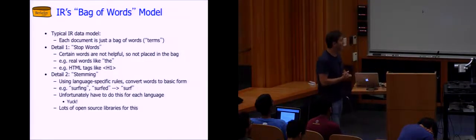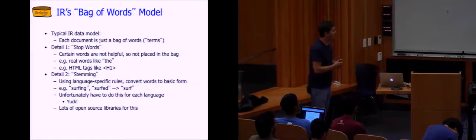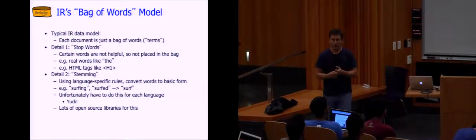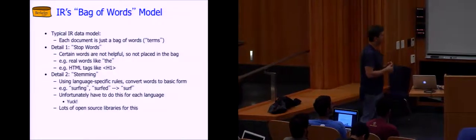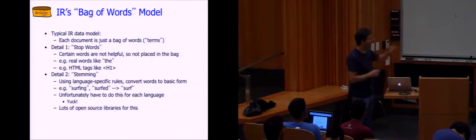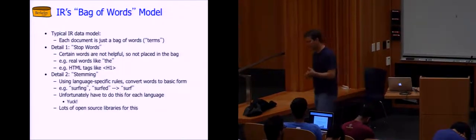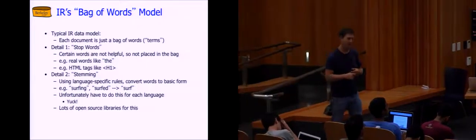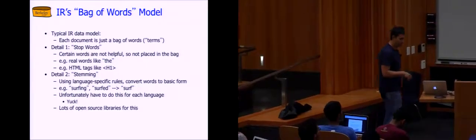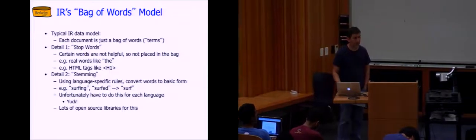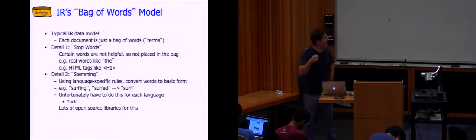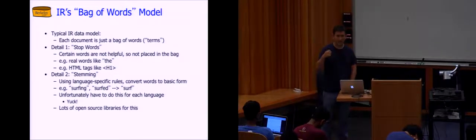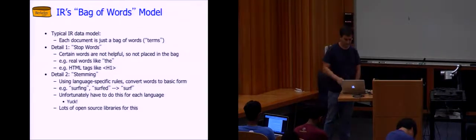I can imagine how you do it in some other languages I speak, but it's not like every language has suffixes for conjugation. So this has to be done on a language-by-language basis, which is gross. But there are open source libraries for this. It's one of these things that's useful enough that people have done it by hook or by crook. So in the end, your document is a bag of stemmed words minus the stop words, right?